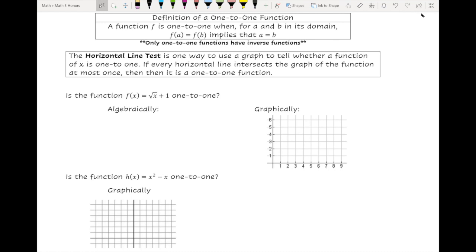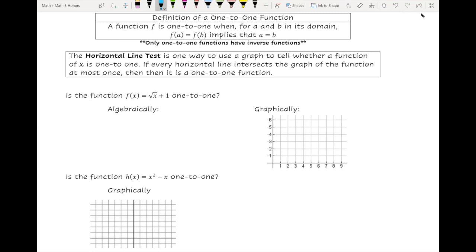One-to-one functions. I'll read the definition and then we'll break it down into pieces. It says that a function f is one-to-one when for a and b in its domain, f of a equals f of b implies that a equals b. So let's take a look and see what that even means.